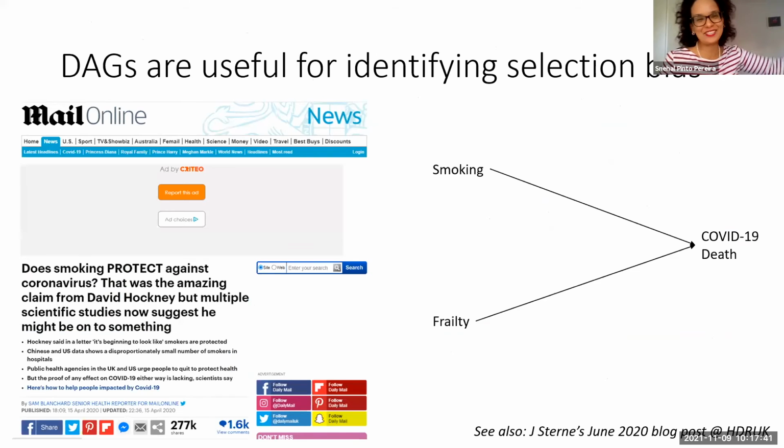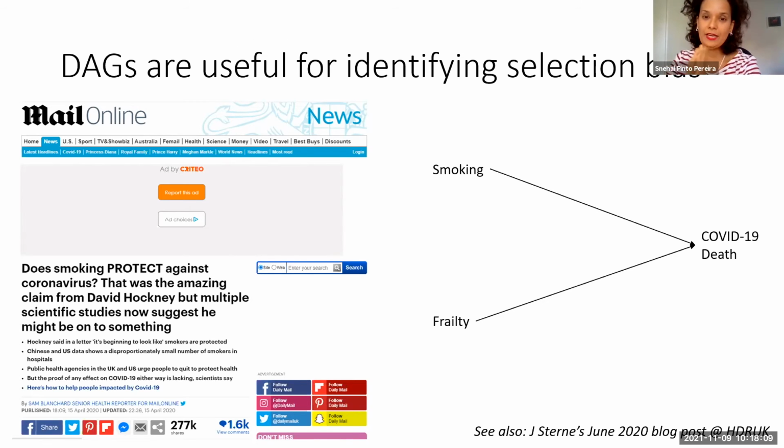Also, I just wanted to put this one up here because I thought it was quite funny. DAGs can be useful in identifying selection bias and explaining Daily Mail headlines. Okay, so at the start of the pandemic, there was quite a lot of discussion about how smoking was protective from death from coronavirus, which is very counterintuitive. And you just were like, what? That makes no sense. What's going on?